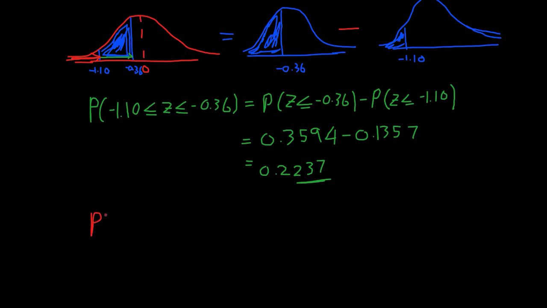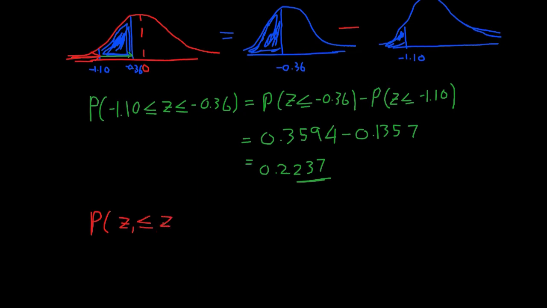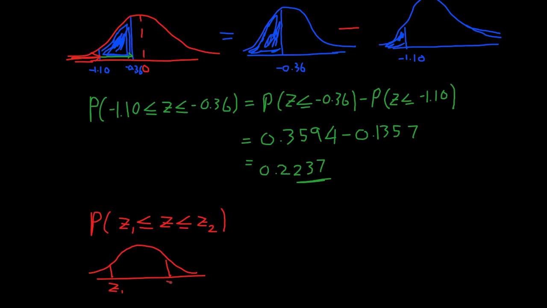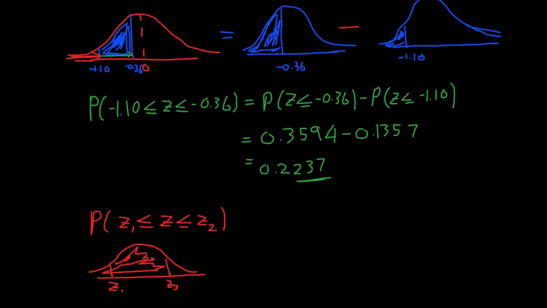We can write down this probability Z1 less than or equal Z less than or equal Z2, the area in between, as probability Z less than or equal Z2, always taking the bigger number first, then minus, going to the smaller number second, probability Z less than or equal Z1.